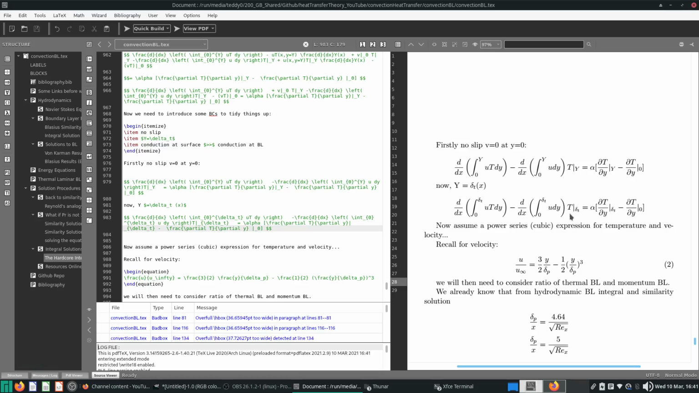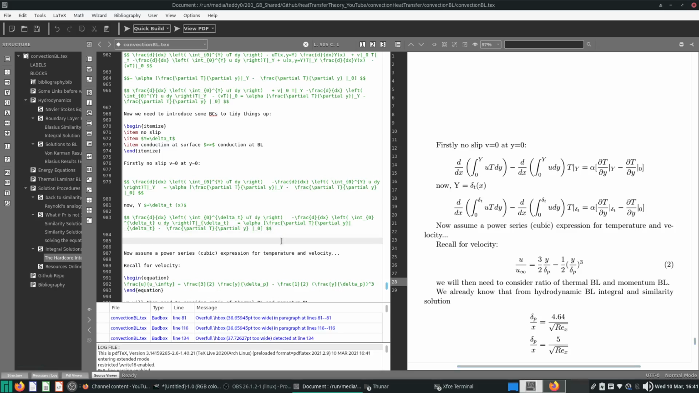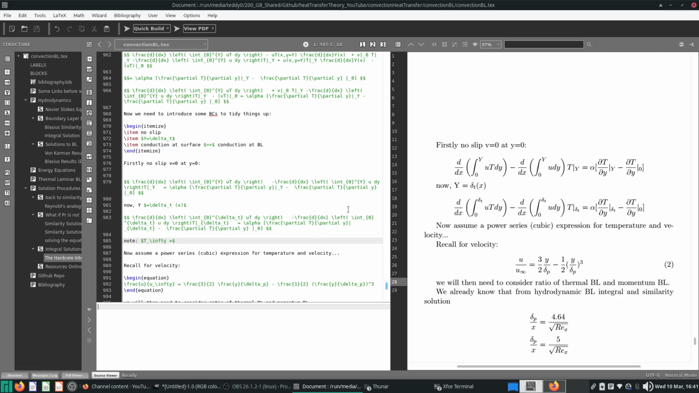Alright, so I want you to notice something. T evaluated at the thermal boundary layer is actually T infinity. T infinity equals T evaluated at the boundary layer. No problem.